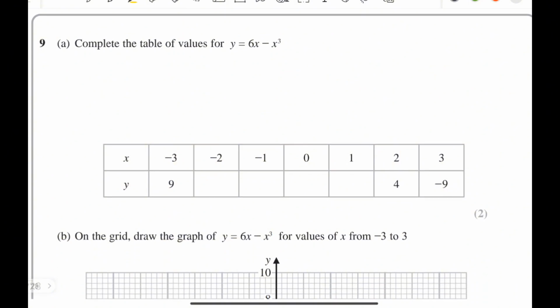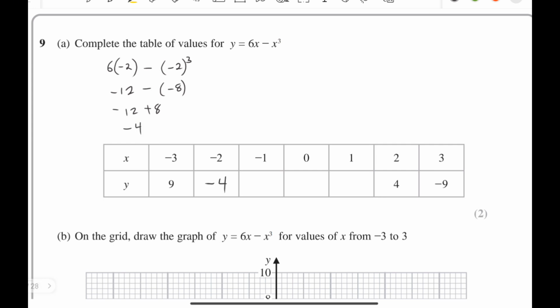Question 9. We are asked to complete the table of values for y equals to 6x minus x cubed. When x is negative 2, what do we have? We are going to have y equals 6 multiplied by negative 2 minus negative 2 cubed. That will be negative 12 minus negative 8, so minus 12 plus 8, which is equals to negative 4. So this is negative 4.